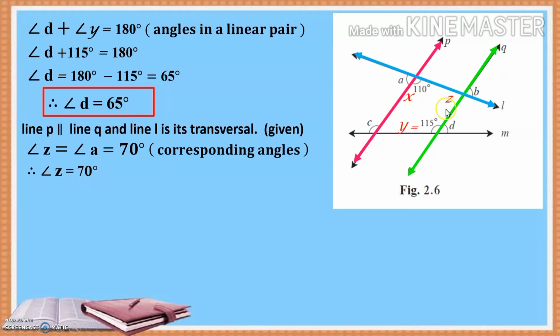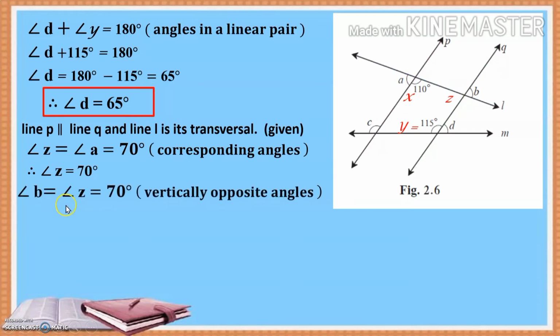Now once I get Z, we can easily find out angle B because Z and B are vertically opposite angles. So how do we write the step, students? We have to find out B. So we write angle B is equal to angle Z equal to 70 degrees, vertically opposite angles. Therefore, angle B is equal to 70 degrees.